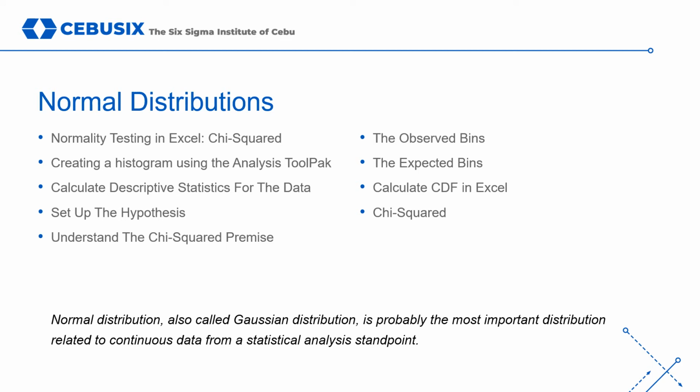Normal distributions, also called Gaussian distributions, are probably the most important distribution related to continuous data from a statistical analysis standpoint. In this section, we are going to take a closer look at what we consider to be a normal distribution.